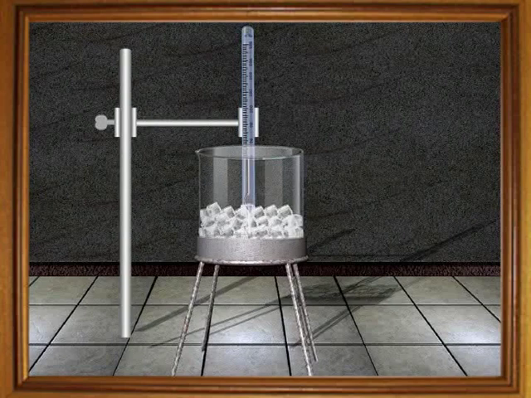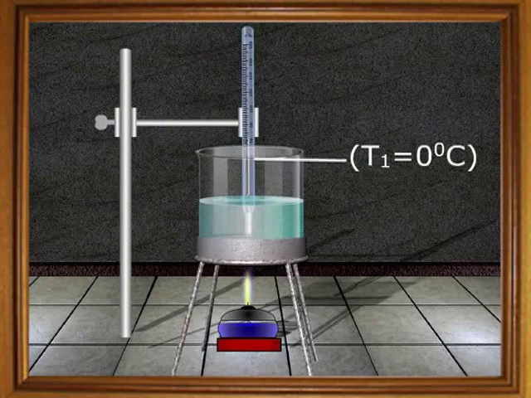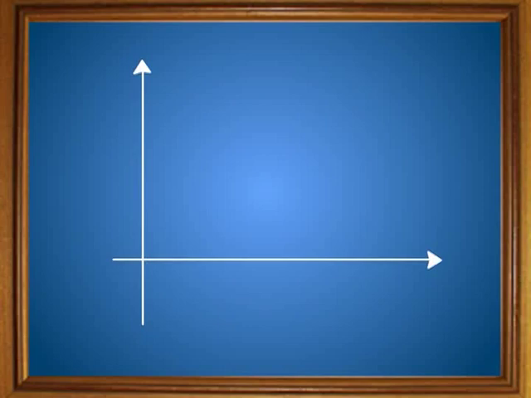Note the initial temperature of ice, that is T1, which is equal to 0 degrees centigrade, with the help of a thermometer. Heat the beaker with the help of a spirit lamp and record the temperature of the ice at equal intervals of time till the ice changes into water. Now we will plot a graph taking time on x-axis and temperature of ice on y-axis.